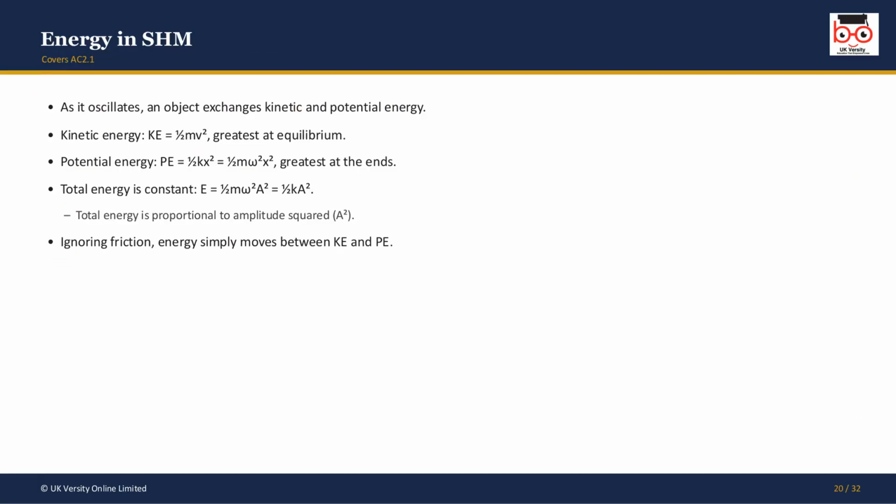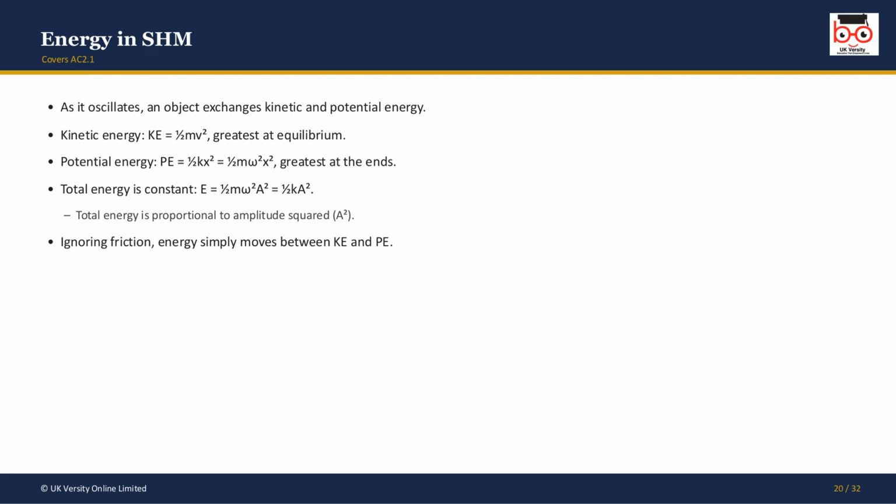Now let's think about energy as the object oscillates, because it's constantly swapping between two forms. The kinetic energy, a half times mass times velocity squared, is greatest at equilibrium where the speed is highest.